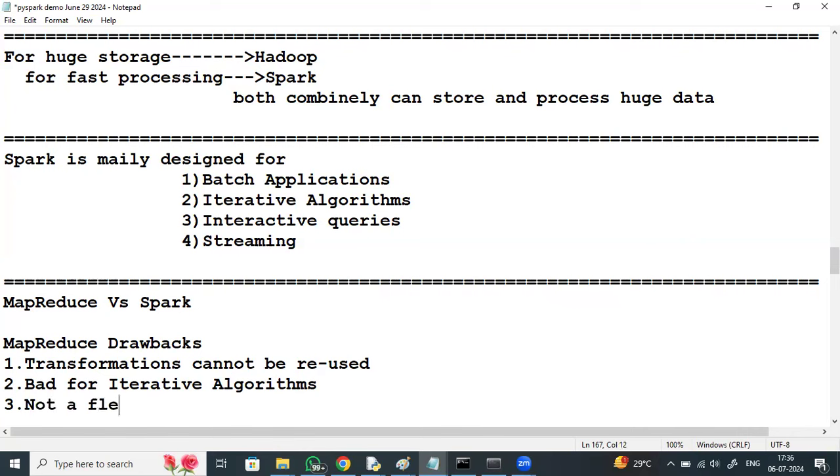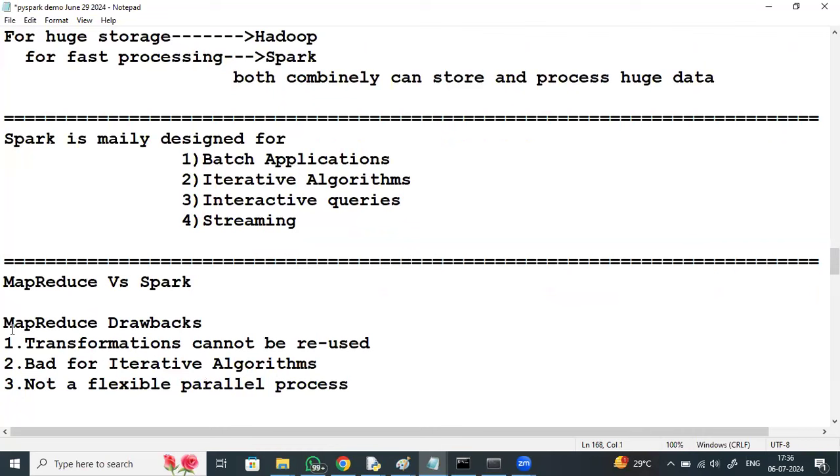Not a flexible parallel process. Why is it not a parallel process? The name itself says MapReduce has a mapper phase and a reducer phase. The mapper output is taken as input by the reducer, and the reducer provides the output. Do you think both mapper and reducer execute in parallel? No, right? Once mapper execution finishes, that output is given to the reducer, which takes it as input and computes. Both can't execute in parallel. Mapper is meant for parallel processing, but there is no real parallel processing here. So it's not a flexible parallel process.